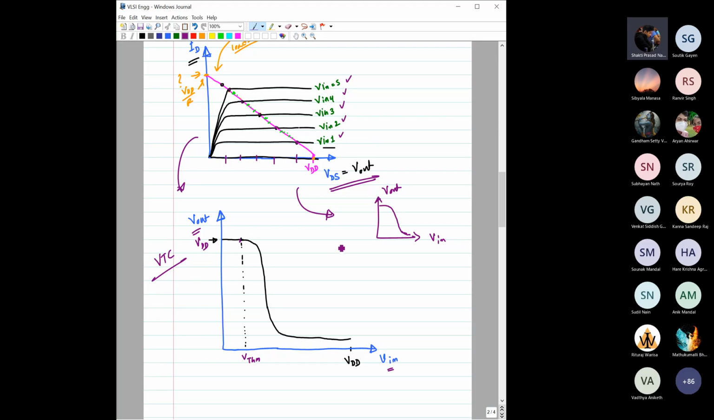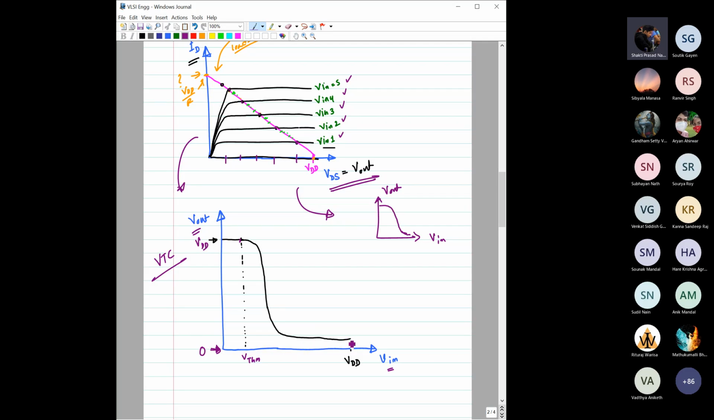Okay, so here I have one more question. What is this voltage? What is this voltage? Quickly tell me. Aniket? Can you repeat which voltage you're asking about? Yeah, this voltage. So that's 0.